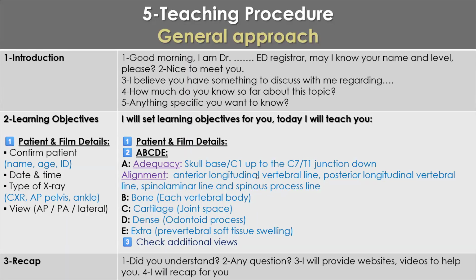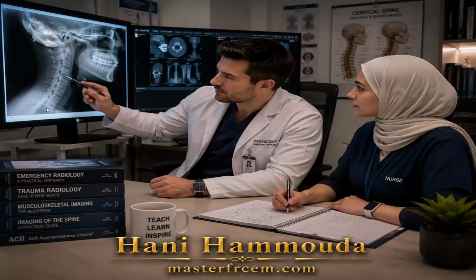C7 T1 junction, clear? Yes, sir. C7 T1 junction. What else? You will find back soft tissue and anterior soft tissue. It means this X-ray is adequate. Any X-ray like that, you will see the top, the base, the lateral borders. It means adequate. Like you are taking a picture for yourself, for your face.